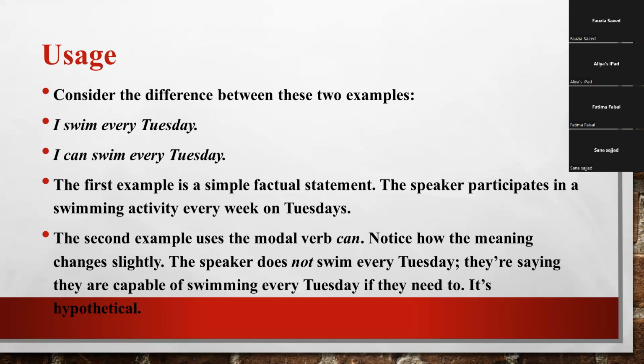But if you say "I can swim every Tuesday", the meaning has been changed by using the word can. Can is a modal verb, and by using it, the whole meaning of the sentence has changed. The first sentence tells us about your habit, that you are habitual to swim every Tuesday. But in the second sentence, the word can shows that you can do something. It is not telling us about your habit, but showing your ability, or that you have time to swim on Tuesday. So you are telling us that I can swim every Tuesday.